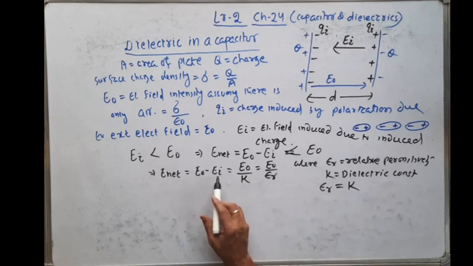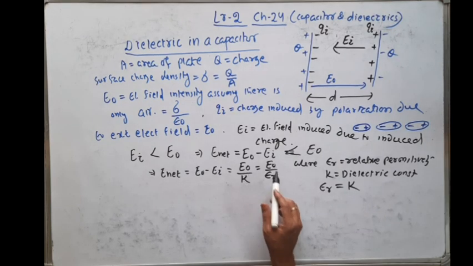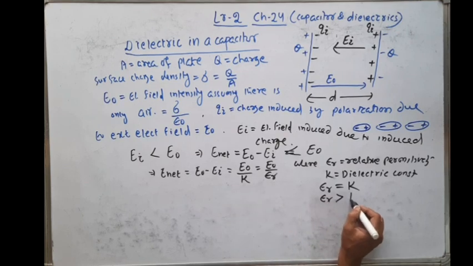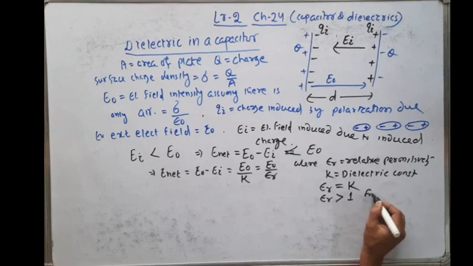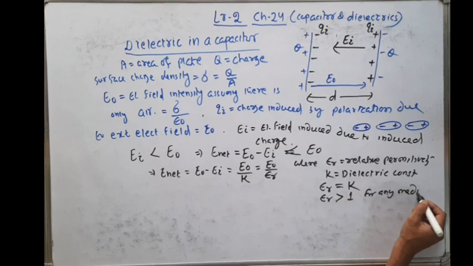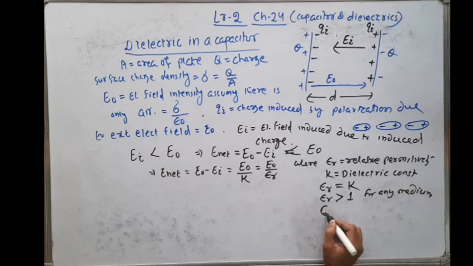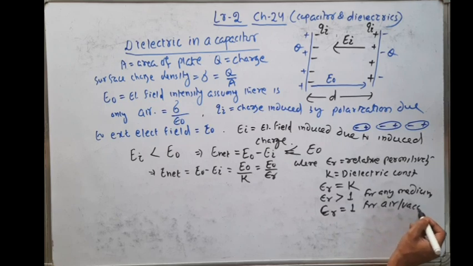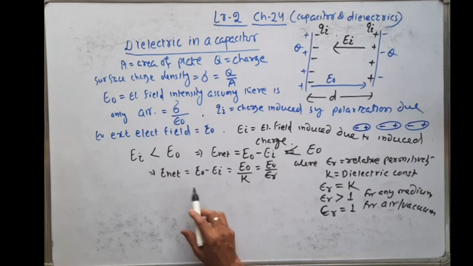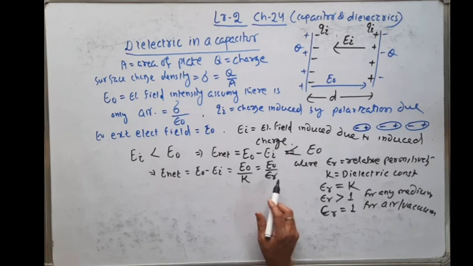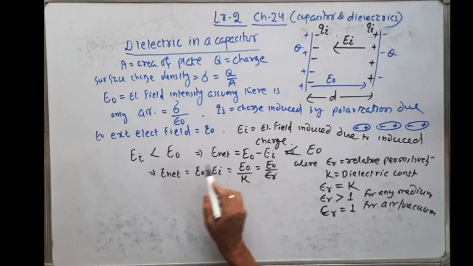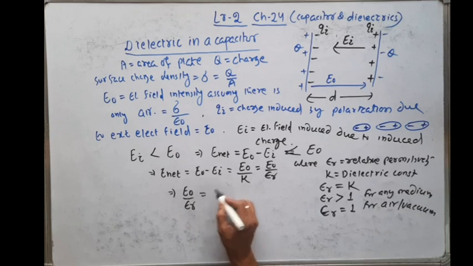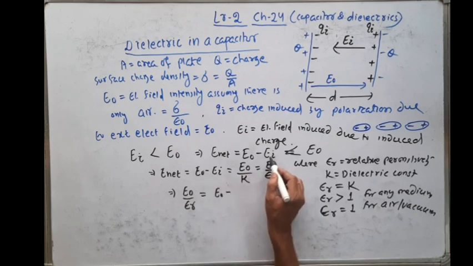So I can write E naught minus Ei is equal to E naught by K or E naught by epsilon r. Okay, and you know the value of epsilon r is always greater than 1 for any medium. And what is the epsilon r value for air? It is 1 for air, or you can say vacuum. So this is the net electric field intensity. So I can write the net electric field intensity is nothing but E naught by epsilon r, which is equal to E naught minus Ei.